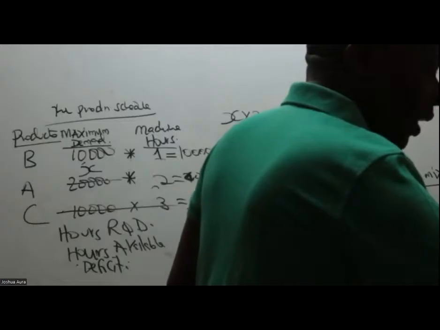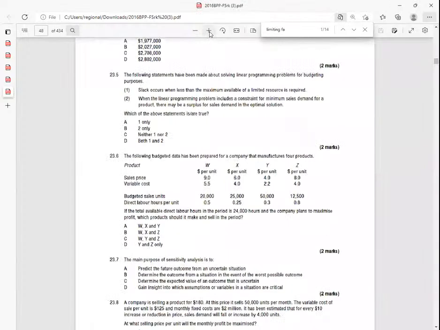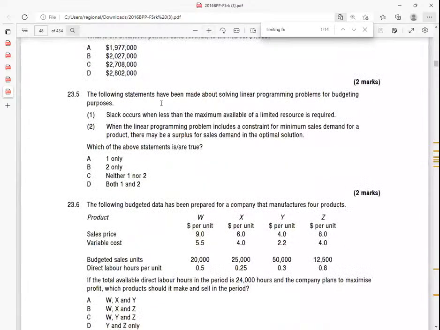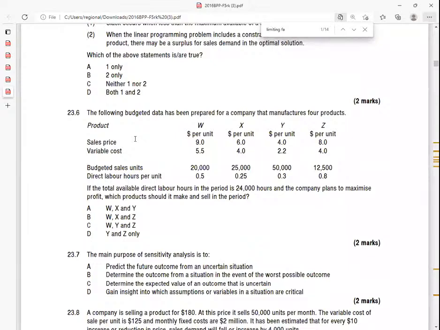So here we are. I would want somebody to try doing this part 3 for us. Try doing 23.6 very fast. In 5 minutes, somebody should have gotten the answer for 23.6, where they've given us the following budgeted data prepared for a company that manufactures 4 products, W, X, Y, Z.